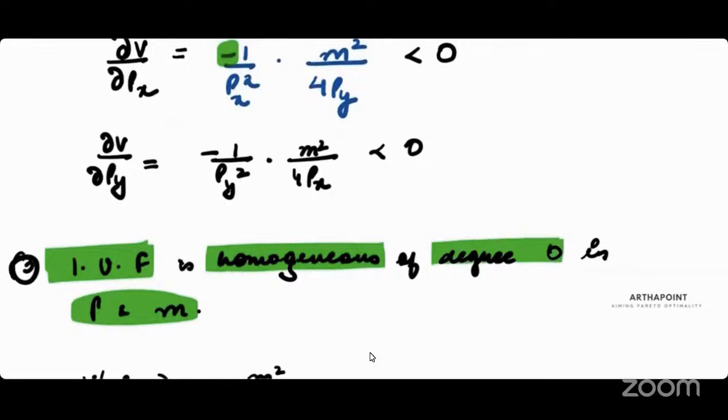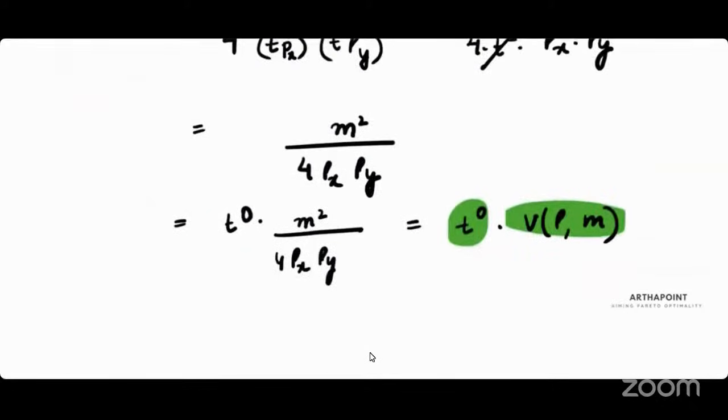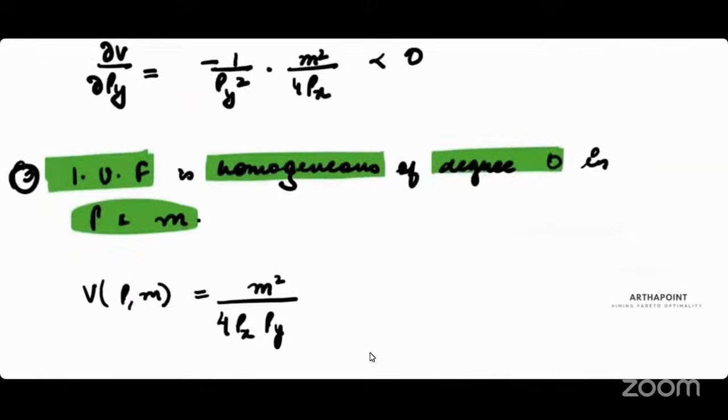First of all, you should be able to get the scalar out. If you are not able to get the scalar out, it is not homogeneous. Second, once you are able to get the scalar out of the function, what is the power of the scalar? Whatever is the power of that scalar, that is the degree of homogeneity. In this case, because the scalar has a power 0, it's homogeneous of degree 0 in prices and income.